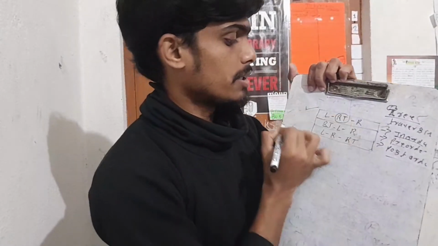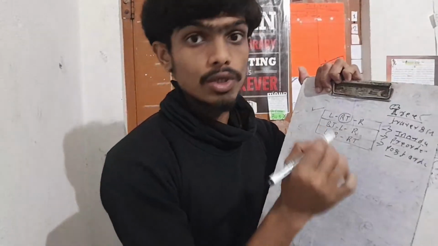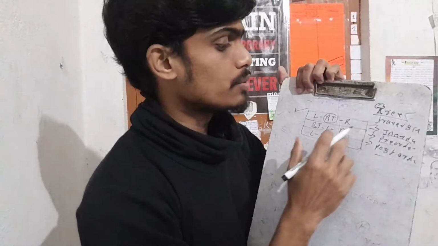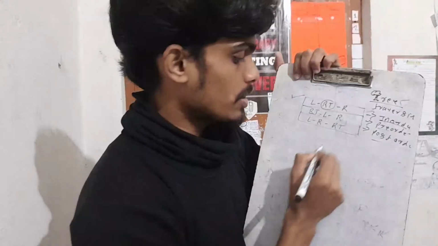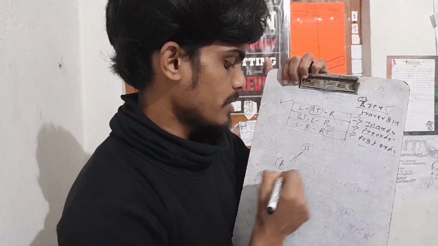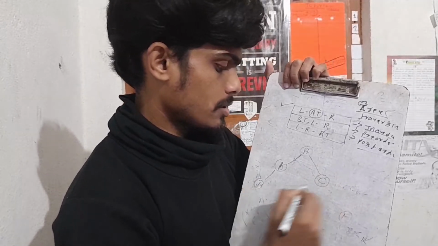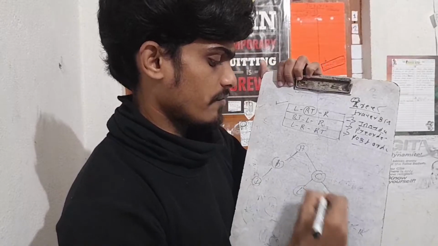So we firstly know the in order. Now we are going to see the traversing by using the pre-order. So in pre-order, suppose here is expression A, B, C, D, E and F. Fine.